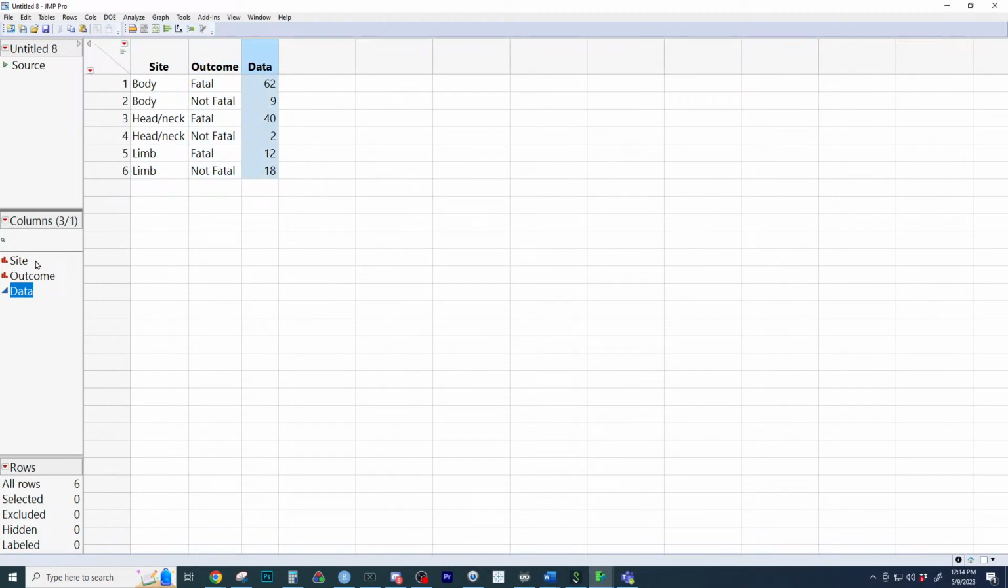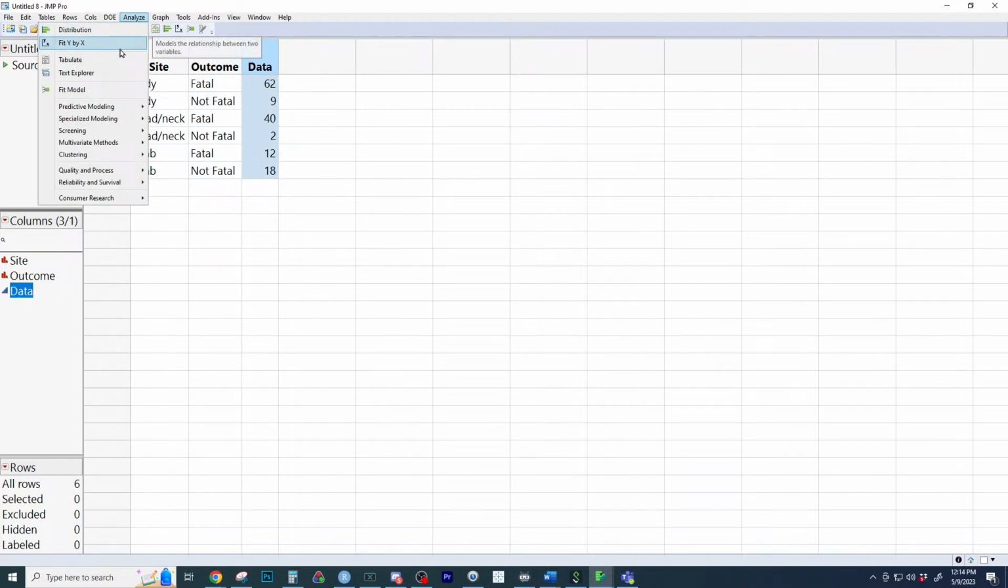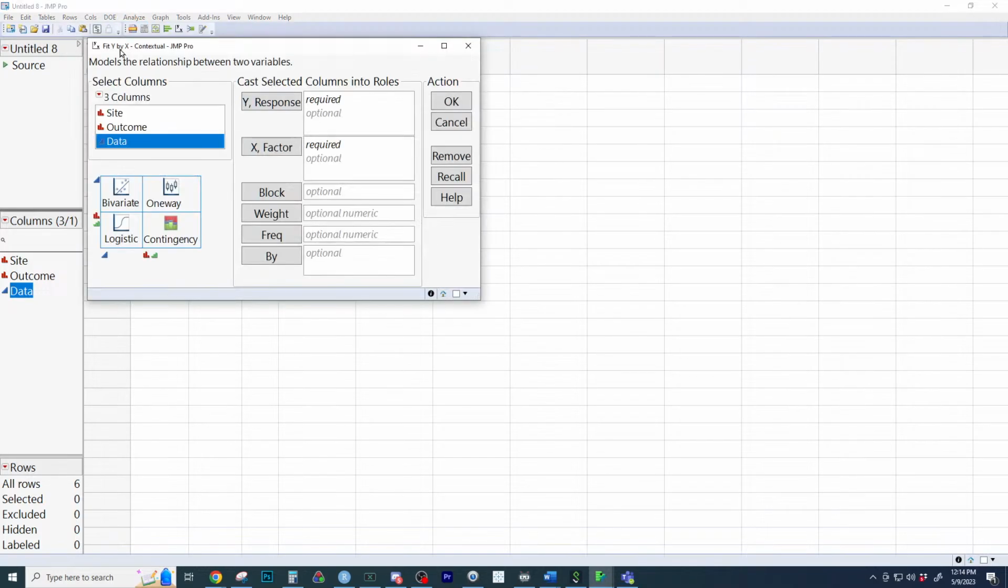So now that we have red, red, blue, let's go here to Analyze, Fit Y by X. With Analyze, Fit Y by X, we're going to ask, does the site of the injury explain why there is a certain outcome? But don't forget to put the data into frequency right there. So does the site of injury explain why there is a certain outcome? Just read it like that right there, and then make sure the data is in the frequency.